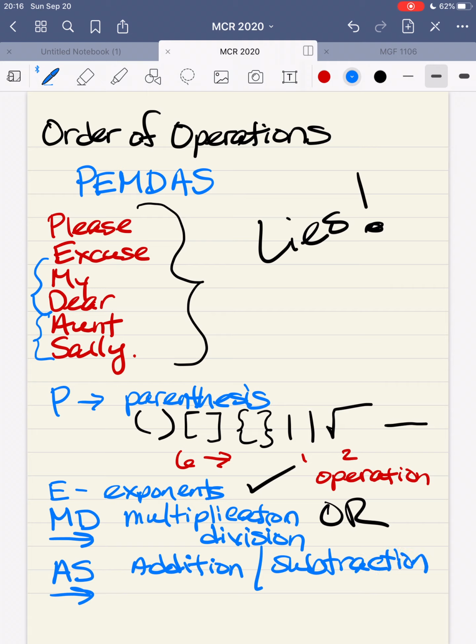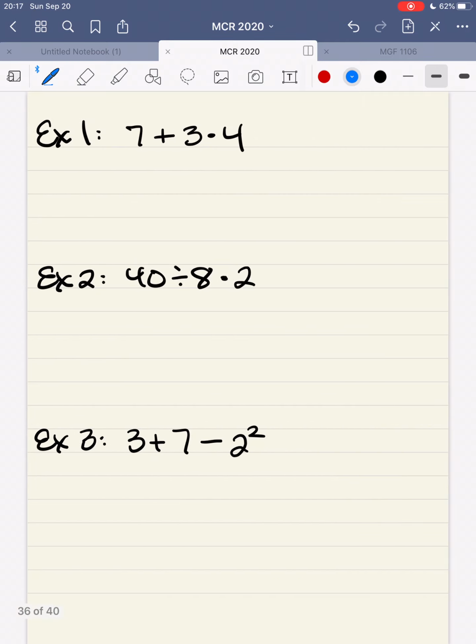All right. And I'm only going to do a few examples of these. This is something we're going to do for a couple days. So let's go ahead and look at some examples. Okay, so example 1, I have 7 plus 3 times 4. Now order of operations says, do I have any parentheses or grouping symbols of any kind? In this case, I do not. Do I have any exponents? No exponents. I can move on. Do I have any multiplication or division? Remember, we're considering them one group. I do have multiplication right here, so that'll be the first thing I do.